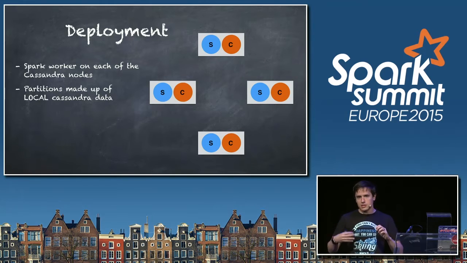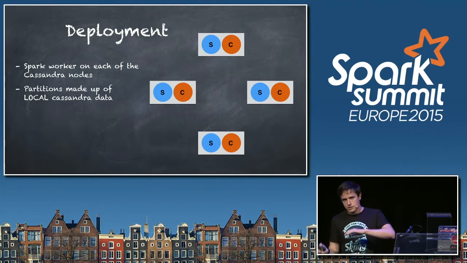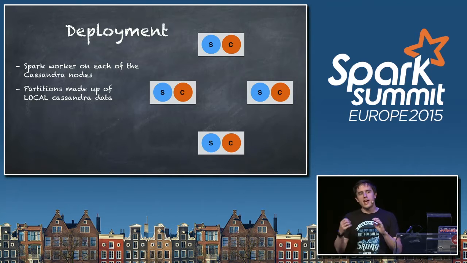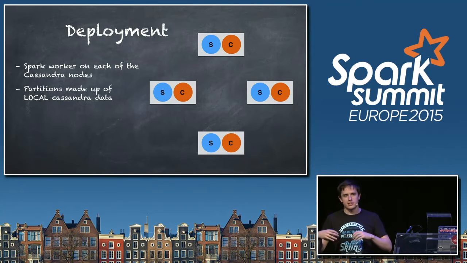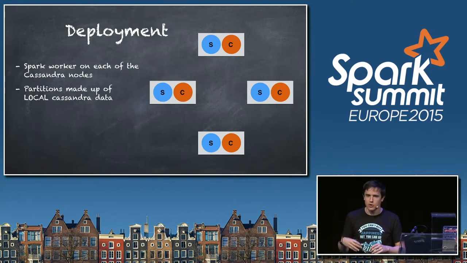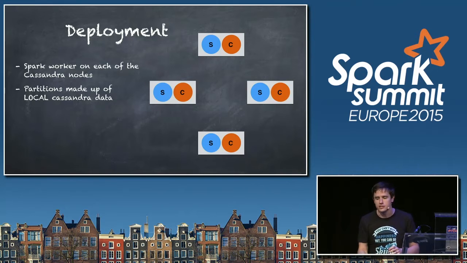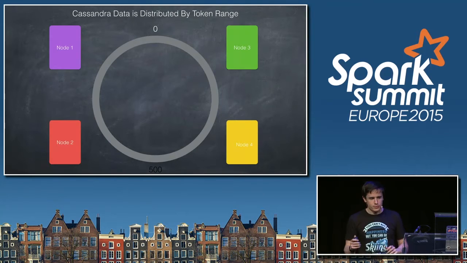The other thing that the connector does is it hints to Spark where to execute particular tasks. It says you should really execute it on that node because it's co-located with the Cassandra node. And this is a nice little picture I stole off Russell, a good guy at DataStax.